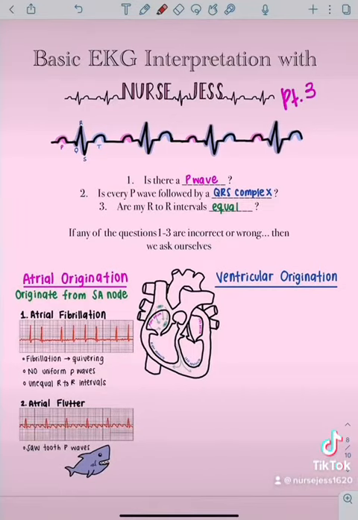Alright guys, so if you've seen my previous videos, we've run through the first 3 questions that you're going to ask yourself when you come across an EKG on NCLEX. Now we're diving into what if one of these questions is wrong or incorrect. Then we ask ourselves, is this rhythm from atrial origination or ventricular origination?